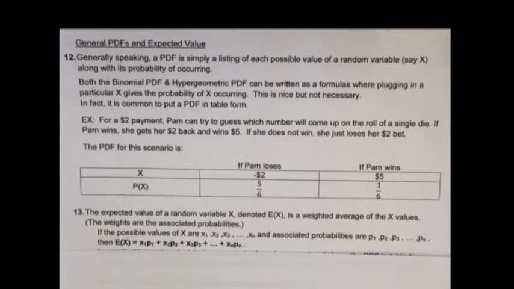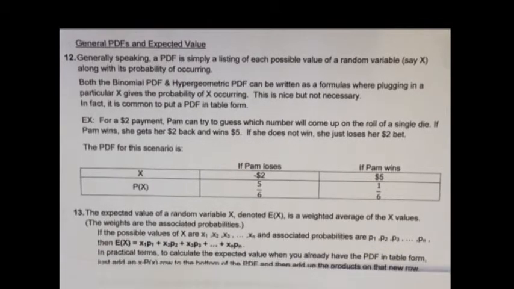If you want to write it out as a formula, you can think of the possible x values as x of 1, x of 2, all the way to x of n, and their associated probabilities are p sub 1, p sub 2, all the way to p sub n. Then what you do is you take each thing that can happen, multiply it times its associated probability of that happening, and add them up.